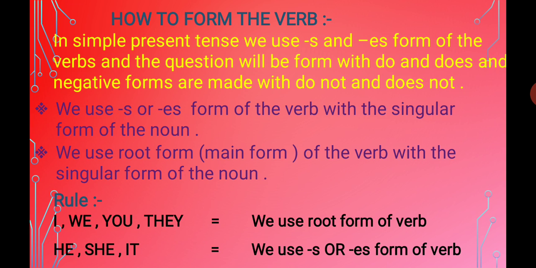With he, she, it, we use the s or es form of the verb, and we already know how to form the s or es form of the verb. But let's revise these rules. Table of verb formation. How to form the verb in s or es form.